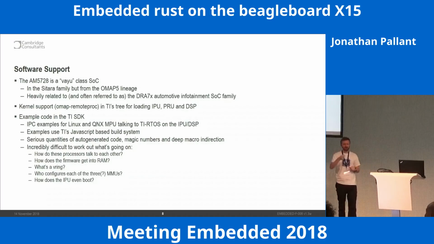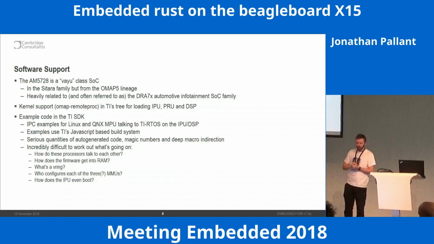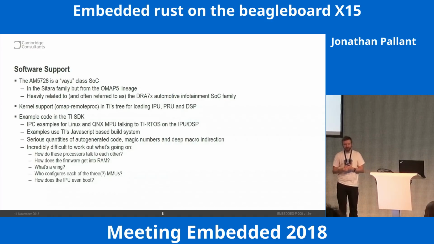There is some upstream support for remoteproc in the kernel. I tried it, it was incomplete, so I was using TI's kernel tree, and that supports loading all the processors on the system. And you get this example code. They have examples running QNX on the Cortex-M4, or using TI-RTOS. Their build system appears to be based on some sort of JavaScript style syntax, and I'll be honest, there's a lot of magic going on. I went through it, and I'm trying to understand how it works. There's not a lot of documentation. There's a few bits on the wiki. But I have a lot of questions.